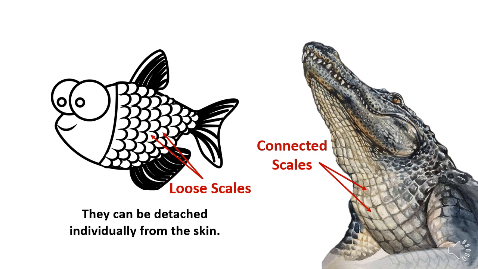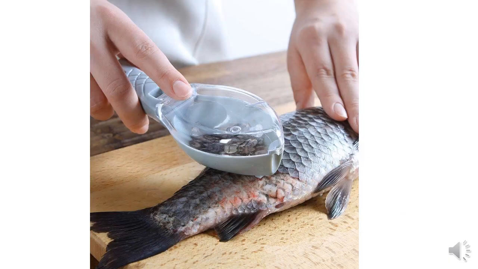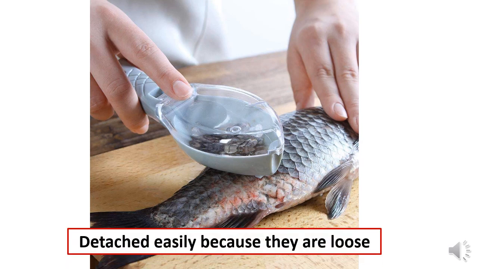Let's see an example. Look at the fish here. When your mom is cooking, it can detach the scales very easily because they are what? Because they are loose. So they are detached easily. But the reptiles, of course, you cannot detach these scales easily because they are connected from each part of it.